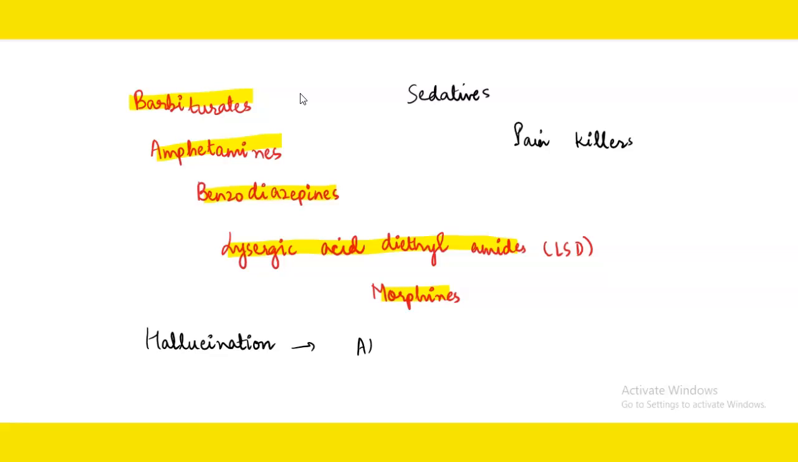There are two more plants which you must know: Atropa belladonna. This is a plant of family Solanaceae, and Datura. If they are consumed in excess amount, they also bring hallucination. Hallucination is a process wherein you experience that something is happening in front of you, but in reality it is not happening. So false images are seen.